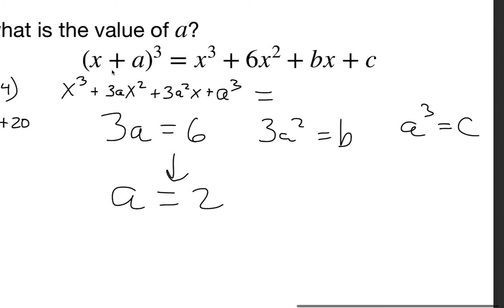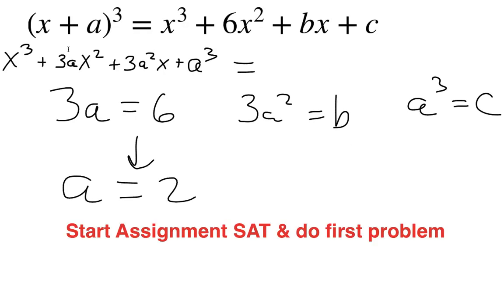Here, this was what you might call an identity from chapter 1. We learned how to FOIL and, the long way if you didn't remember the formula, you could FOIL this out and get this answer. Or if you did remember the formula, it would be x cubed plus 3ax squared plus 3a squared x plus a cubed.